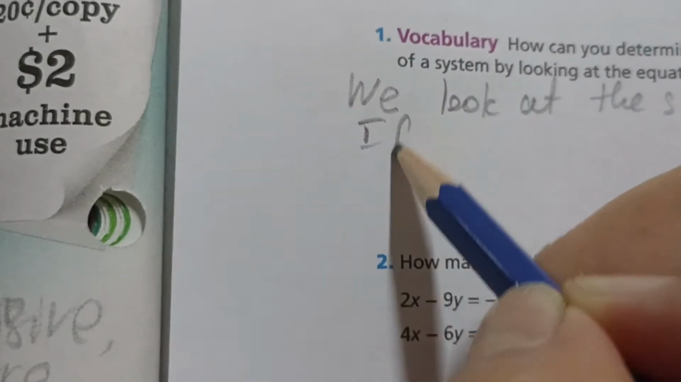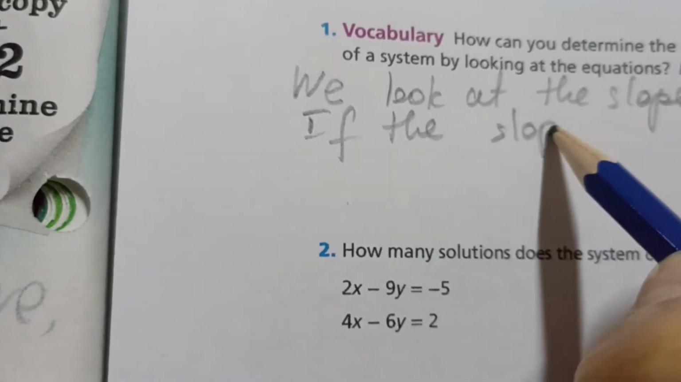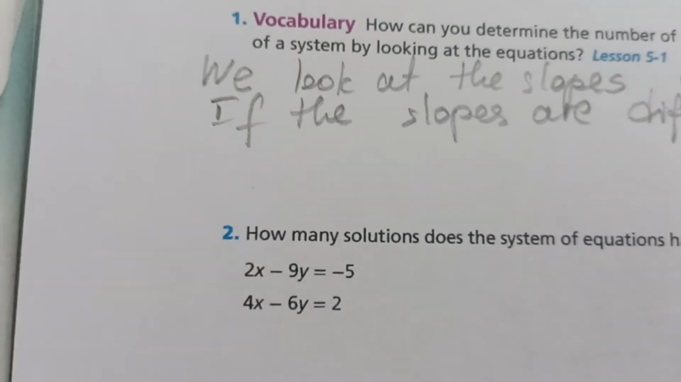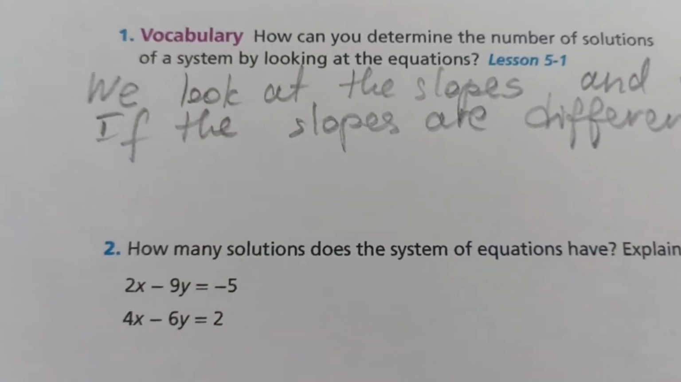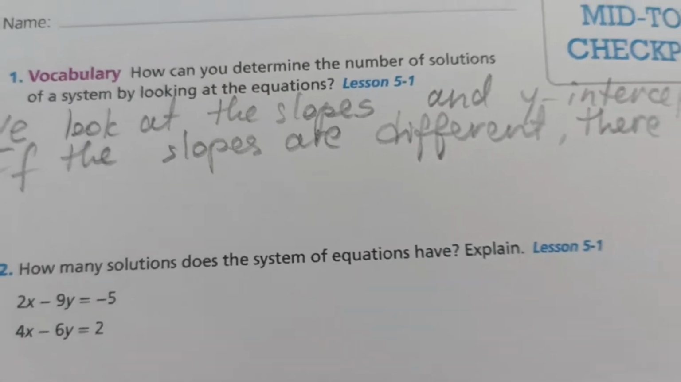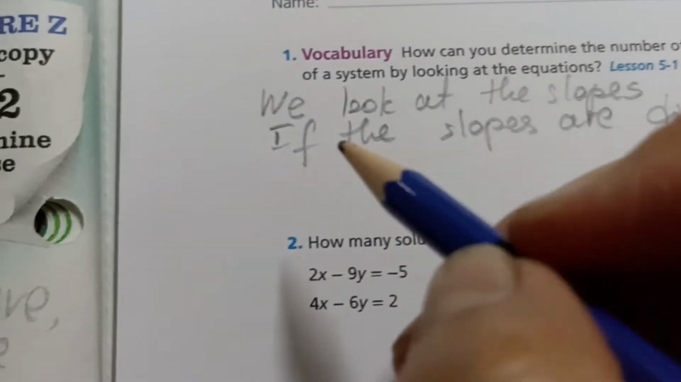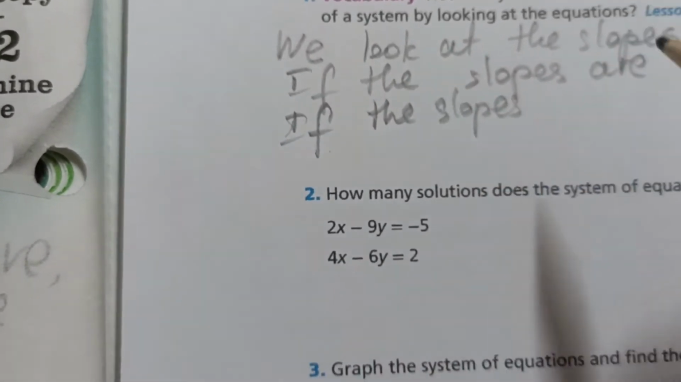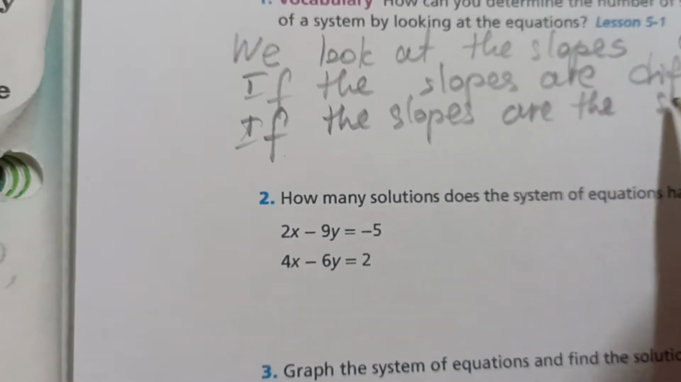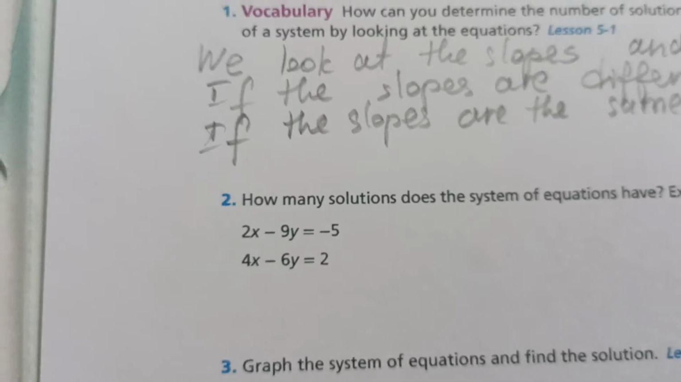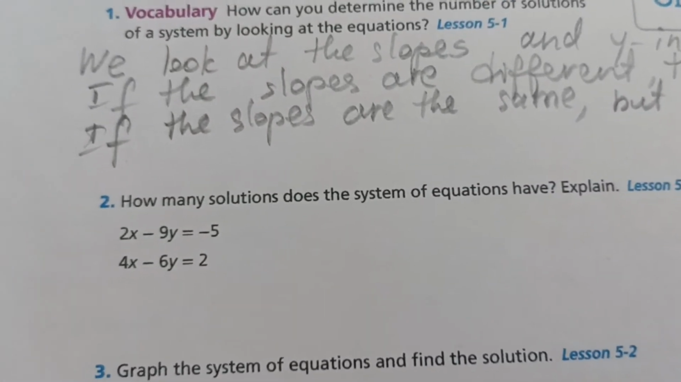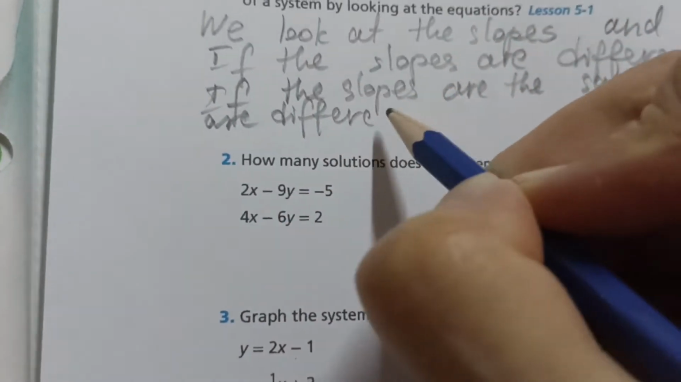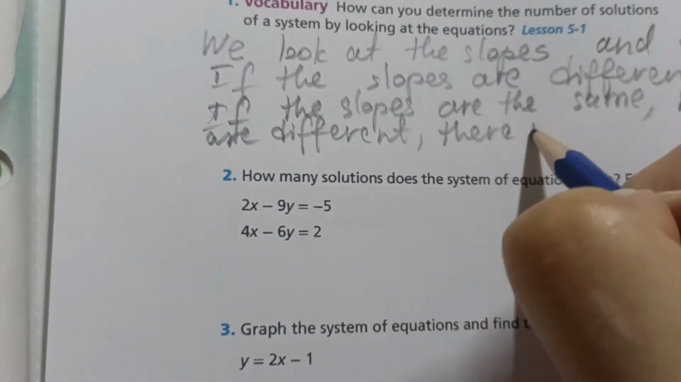And what do we know? If the slopes are different, there is one solution. There is one solution, okay? Then that's the rule that you should know. If the slopes are the same, but y-intercepts are different, there is no solution.